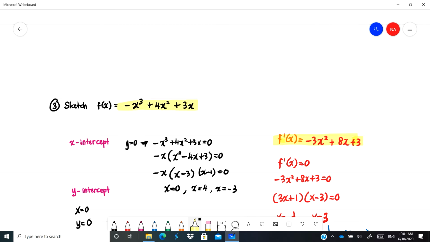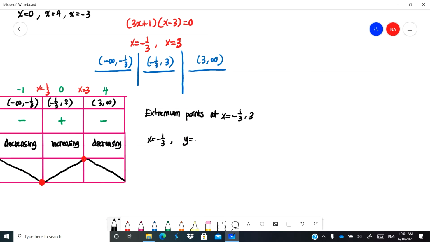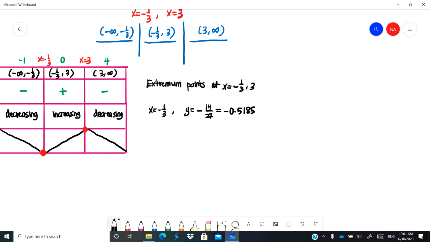So we'll have negative of (-1/3) to the power of 3 plus 4 multiplied by (-1/3) squared plus 3 multiplied by (-1/3). We'll have -14/27, or approximately -0.5185. So we'll have -1/3 and then that one is -14/27.